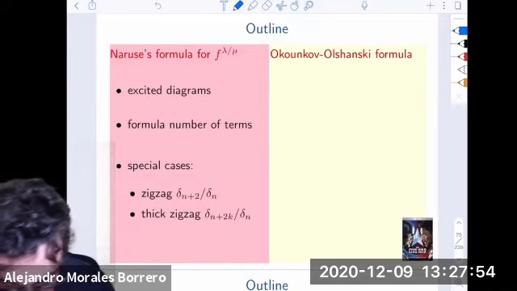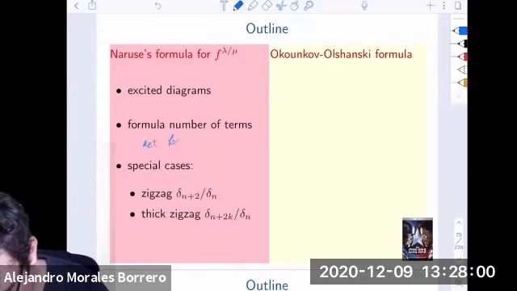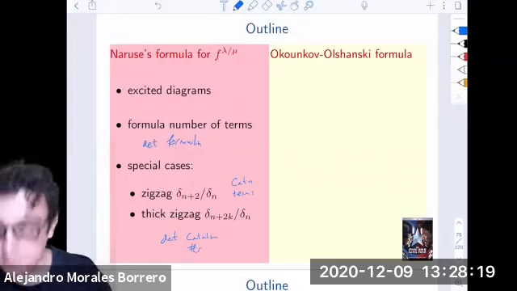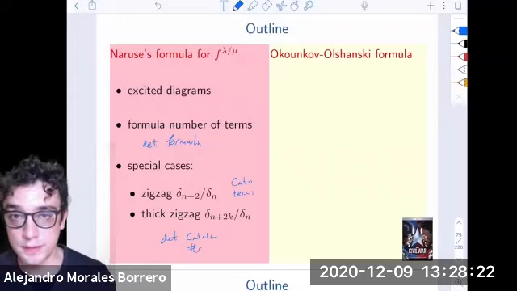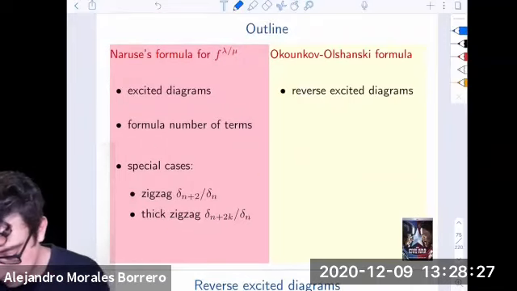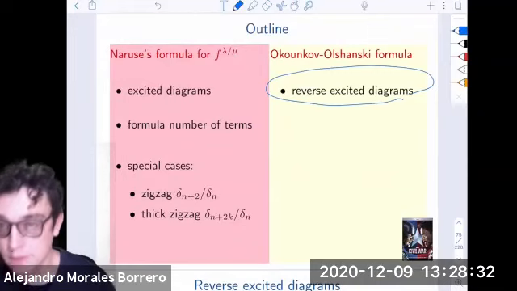Okay, so I've told you about Naruse formula, excited diagrams. There's a determinant formula for the number of terms. Some special cases for the zigzag, we got Catalan many terms. And for the thick zigzag, we get a determinant of Catalan. So let's try to compare this with the Okounkov-Olshanski formula. First, we're going to give a more Naruse type reformulation of the Okounkov-Olshanski formula.